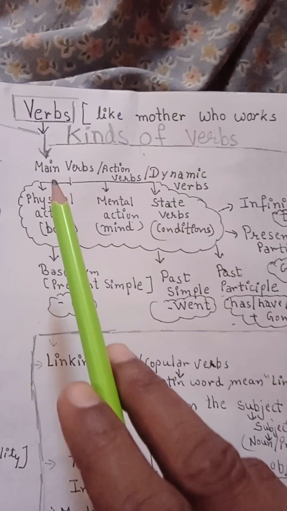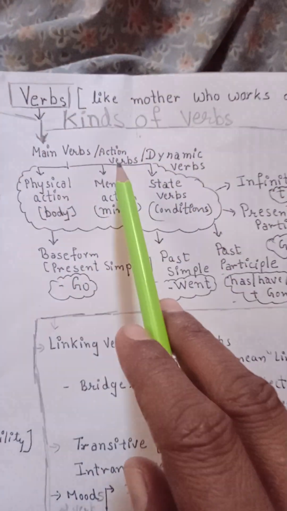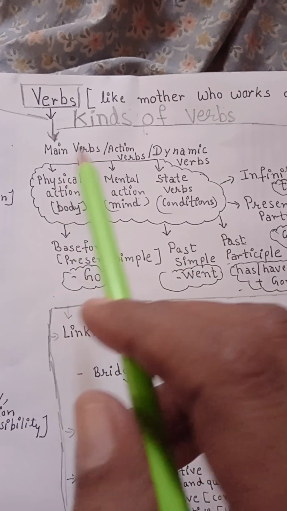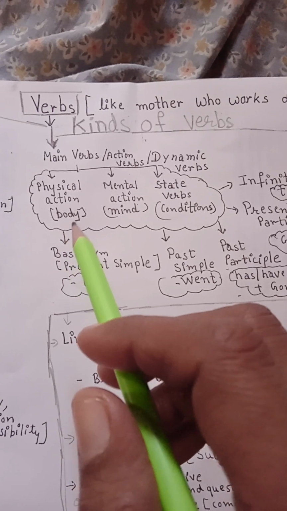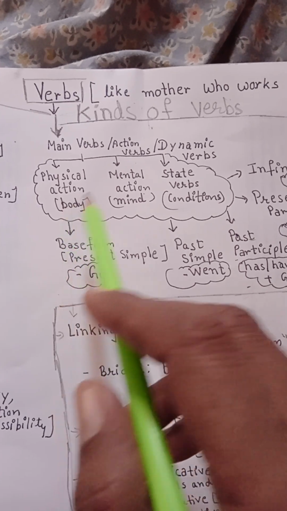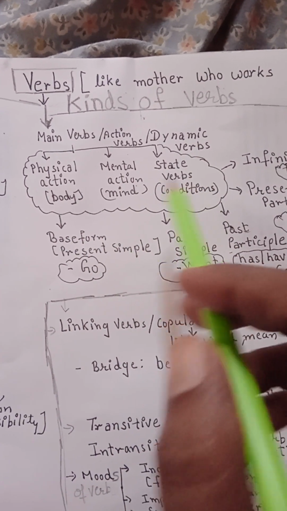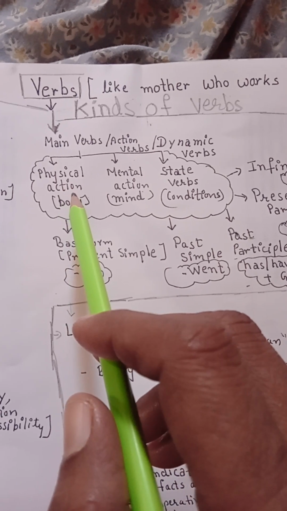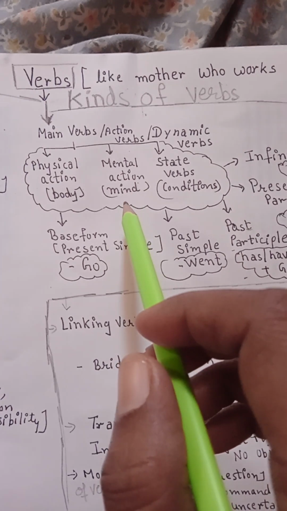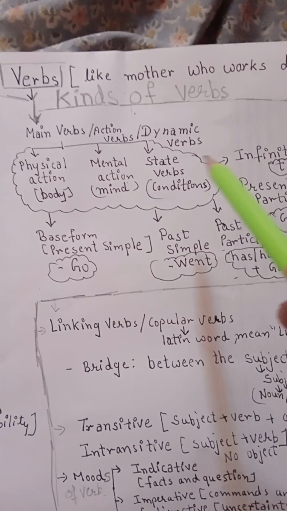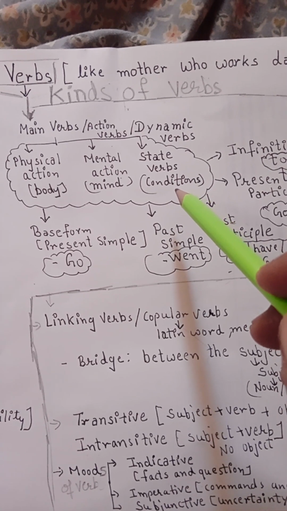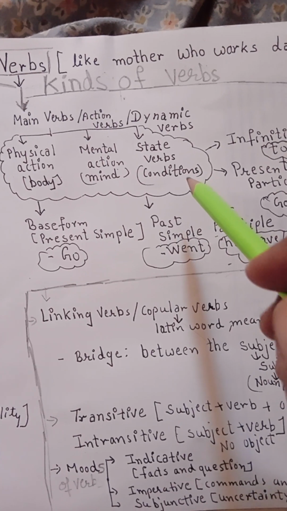Okay. Now, main verbs or action verbs or dynamic verbs, these are actions like jumping, eating, writing, learning. Okay. These main verbs can be physical action, mental action, state verbs. Physical action, that is activity which we do with our body. Mental action, that is activity which we do with our mind. State verbs are the condition, okay, or emotions.